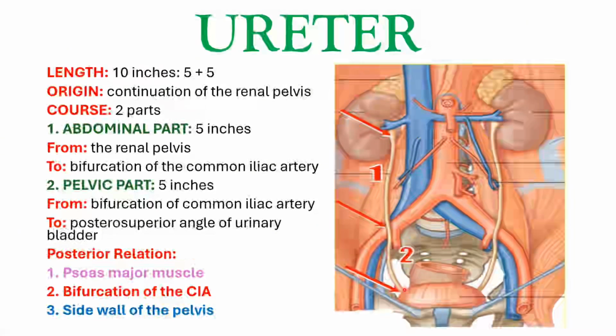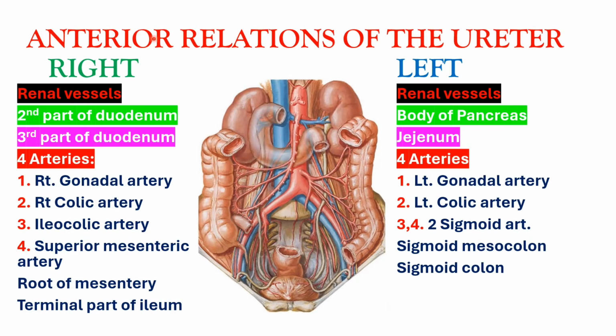We spoke about the posterior relations of the ureter. So we have the psoas major muscle, we have the bifurcation of the common iliac artery, and then the side walls of the pelvis. So we'll look at the anterior relations of the ureter.